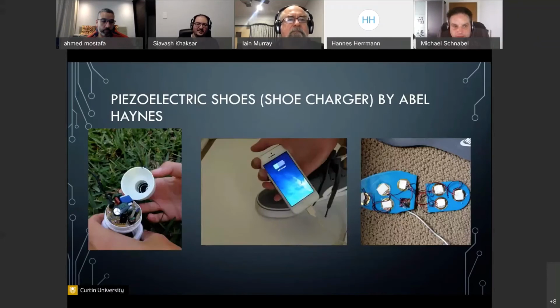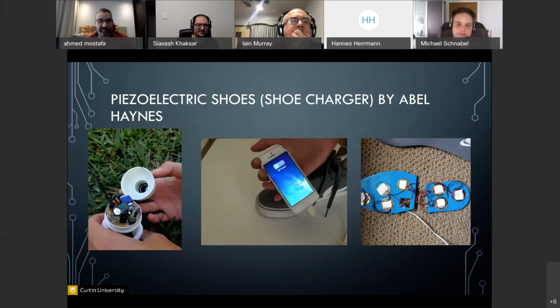And this one, I just found it. Oh, interesting, Wikipedia answered it for me. This one is a piezoelectric shoe, and the idea was, let me just give full credit, it was by a guy called Abel Hines. So he was going running every morning, and apparently he had an older iPhone, and he was constantly running out of battery.